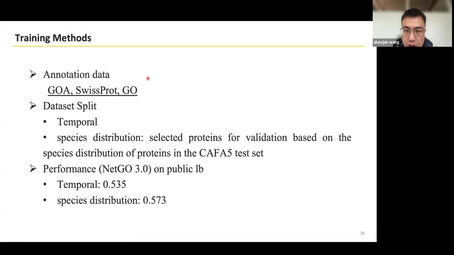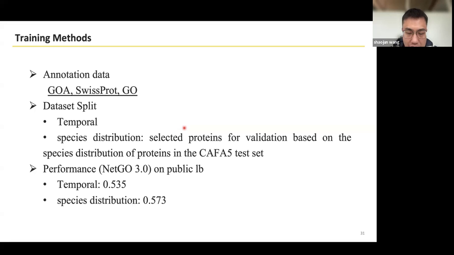When training the model, we collect annotation data from three databases: Swiss-Prot, GOA, and GEO. When dividing the data set, we consider two ways of division. The first one is the split based on time, according to CAFA. And the second one is the sampling method based on species distribution. We sampled data from the dataset based on the proportion of each species in the test set to obtain a validation set containing 1,000 proteins.